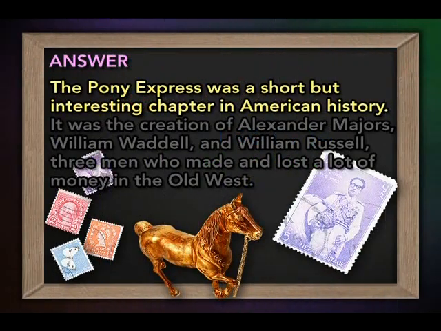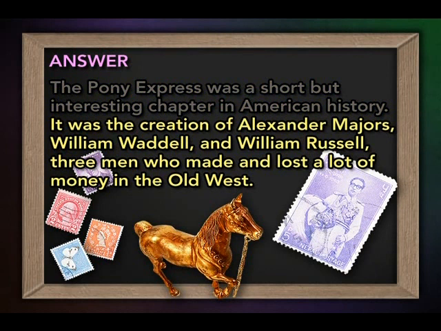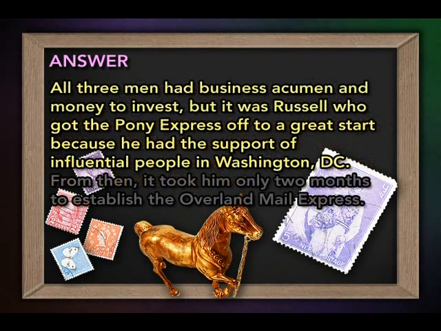Here's my answer. The Pony Express was a short but interesting chapter in American history. I like the "but" there. I think it makes a lot of sense. It was the creation of Alexander Major, William Waddell, and William Russell, three men who made and lost a lot of money in the Old West. All three men had business acumen and money to invest, but it was Russell who got the Pony Express off to a great start because he had the support of influential people in Washington, D.C.